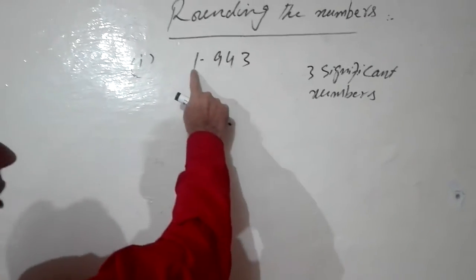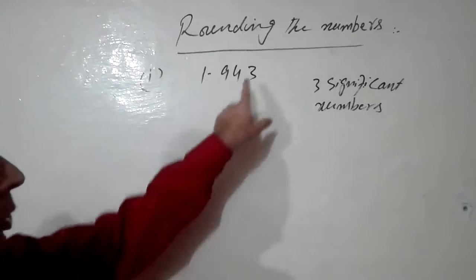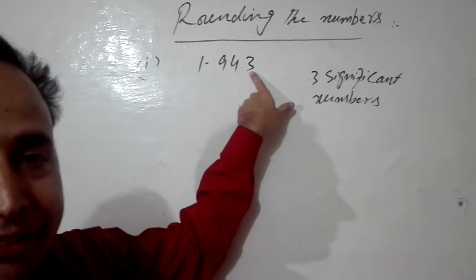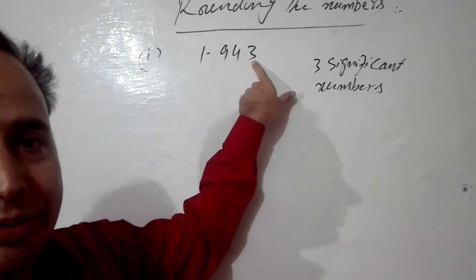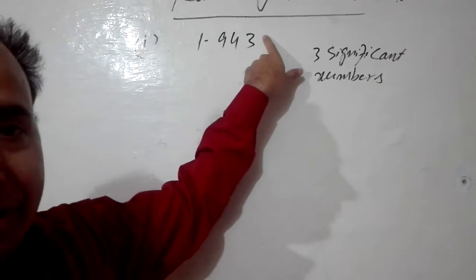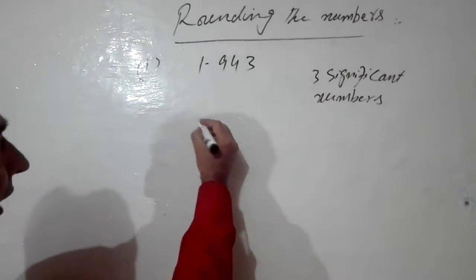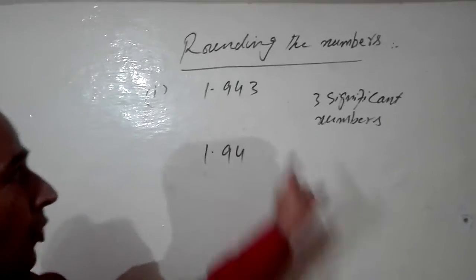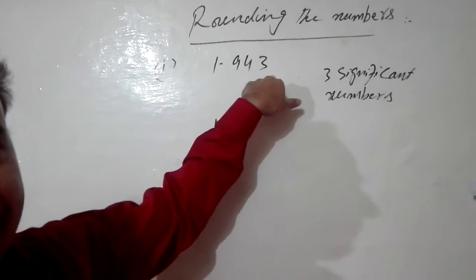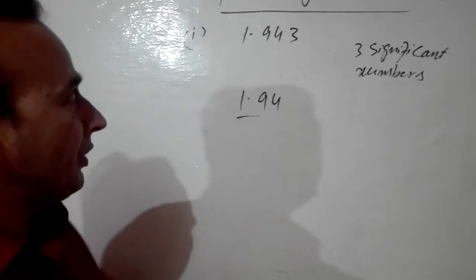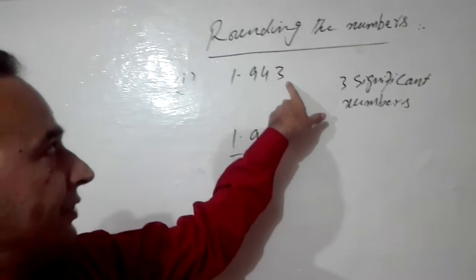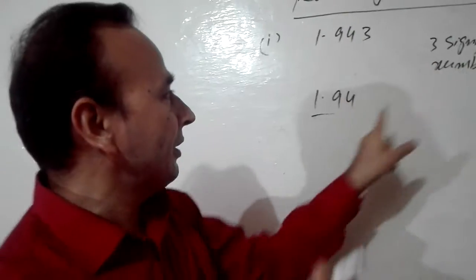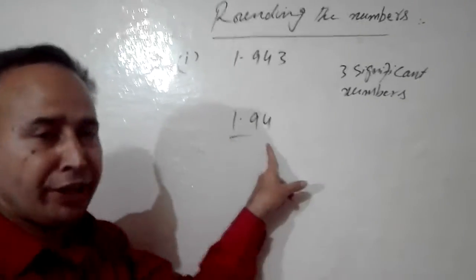Like here, 1, 2, 3 and 4. Look at the fourth number. If the fourth number is less than 5, then you can drop it off. You will write 1.94, and you will not write 3 because 3 is less than 5. So this is the first rule. If the number is less than 5, we drop that number, and we get the number in three significant figures.